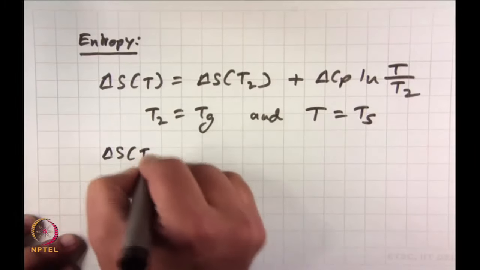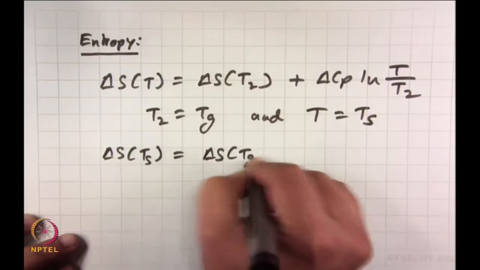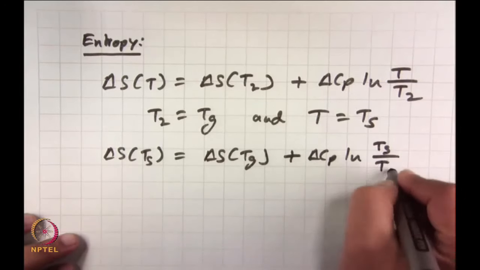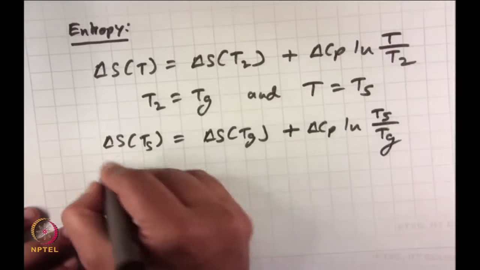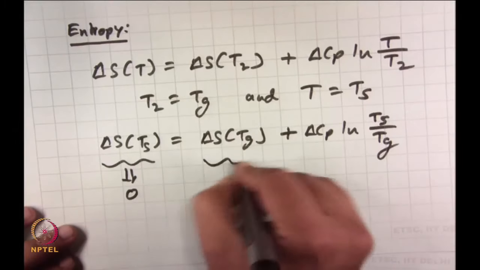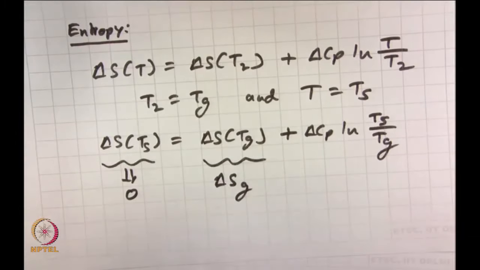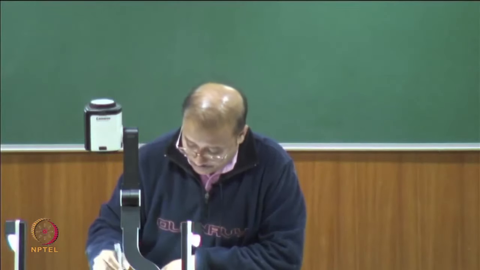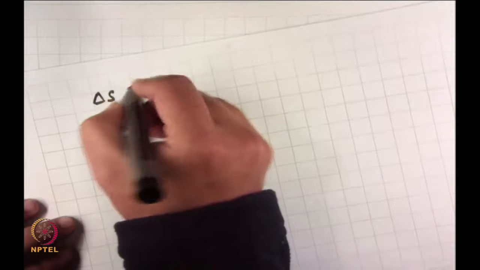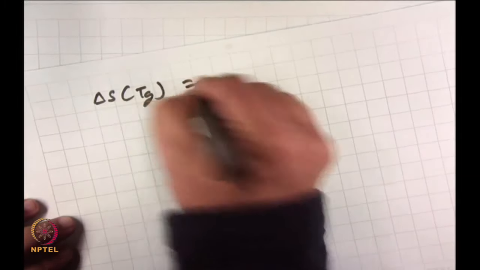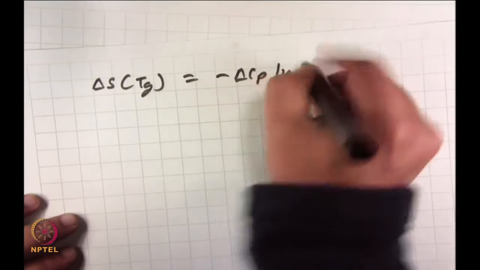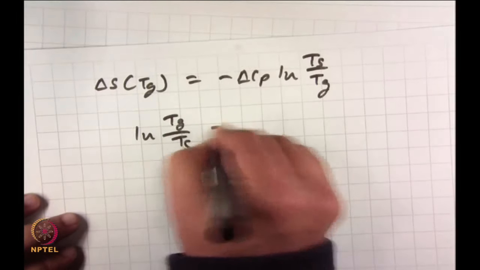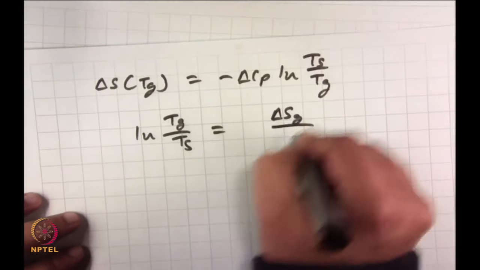Then we write delta S of Ts is equal to delta S of Tg plus delta Cp natural log Ts over Tg. Okay. Now, by definition delta S of Ts is what? Equal to 0, and then we can abbreviate delta S of Tg by delta Sg, right. So, these we have done before, right, and we can rewrite this equation as delta S of Tg is equal to minus delta Cp natural log Ts over Tg, or natural log Tg over Ts is equal to delta Sg over delta Cp.